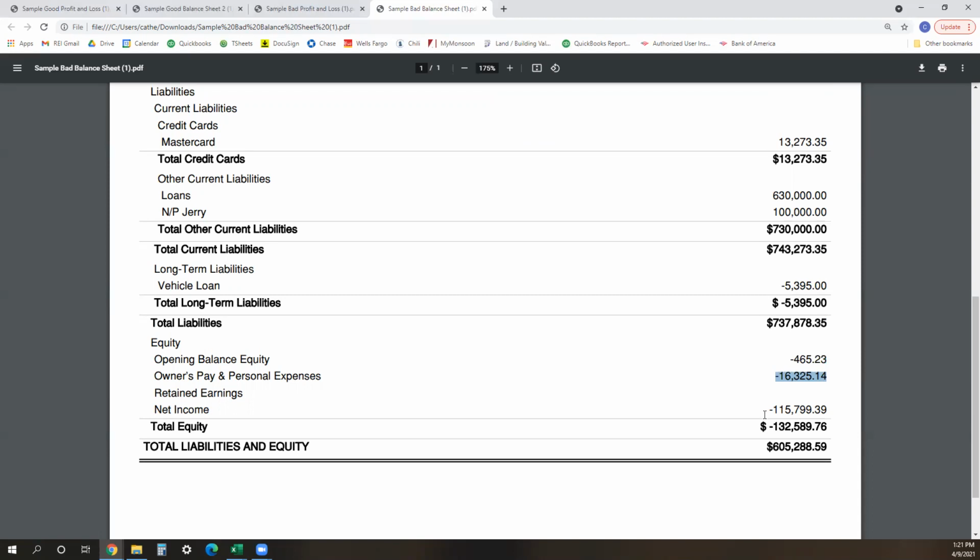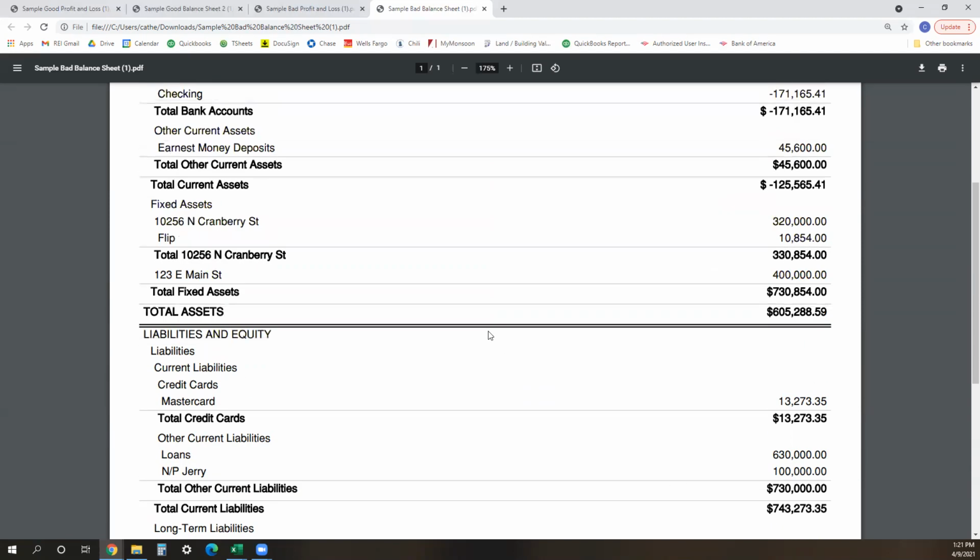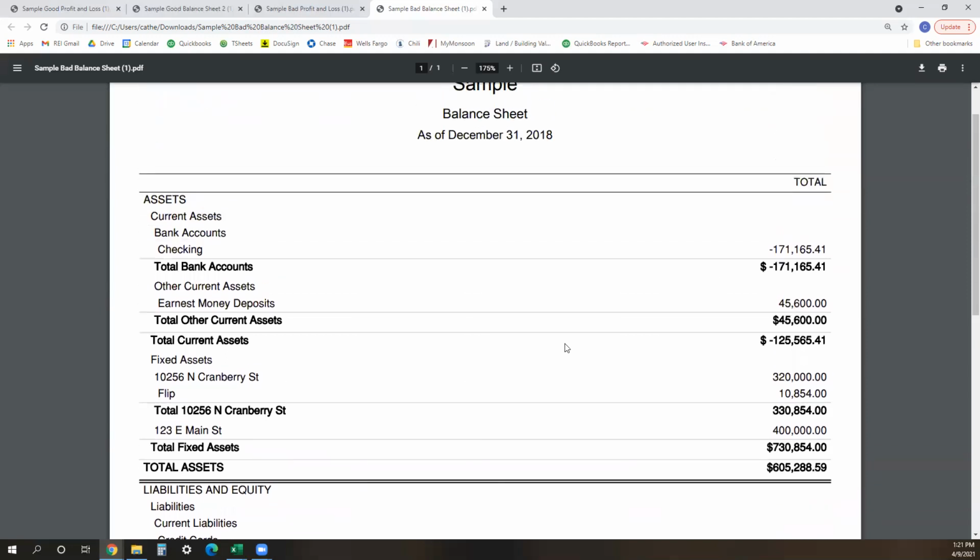And then maybe because this whole business looks like a mess, this net income is showing as a negative number of 115,000. Of course, everybody would want that to be positive, so we would just need to make sure that the accounting is getting done correctly so that this reflects. So that's your balance sheet in a nutshell.